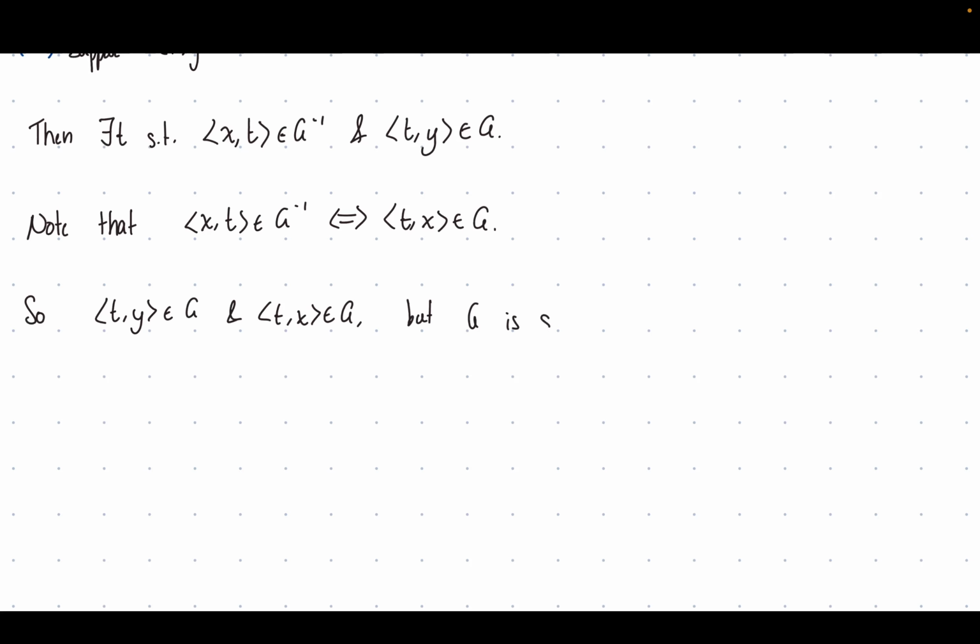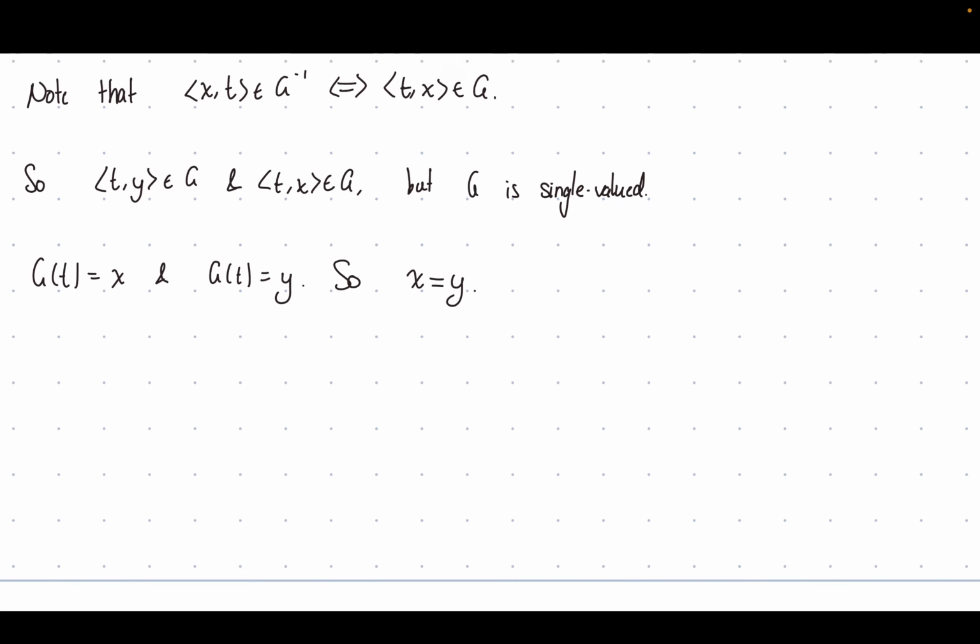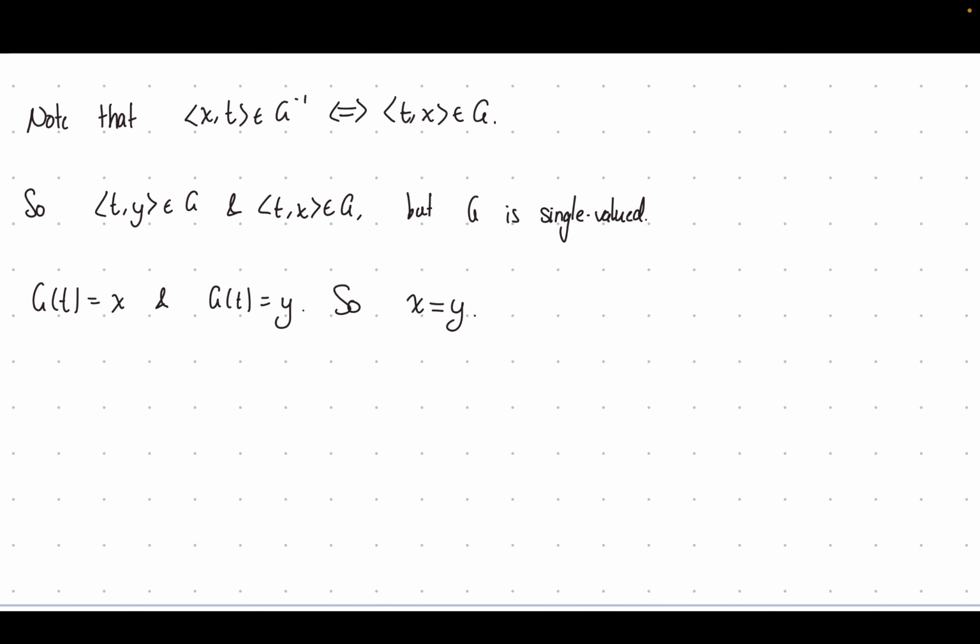but G is single valued, right? So what does this mean? G of t equals x and G of t equals y. So the only thing we can actually say is that x is equal to y, right? Cool. Thus x comma y is equal to x comma x, which is equal to y comma y.